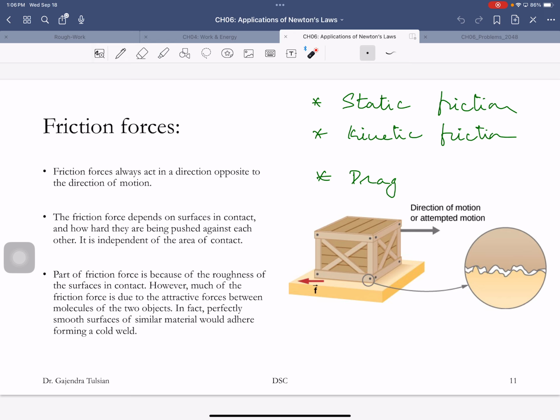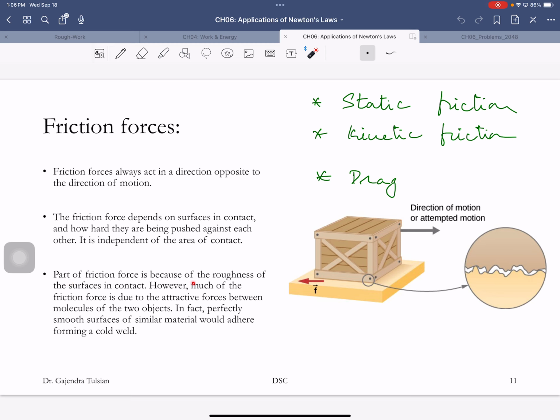Again, friction arises because of the jagged nature of the surface, and it's these temporary bonds that are forming that cause the friction force. If the object wants to move in this direction, those bonds are pulling the object back in the opposite direction. If the object wants to move in the other direction, those temporary bonds are pulling in this direction.